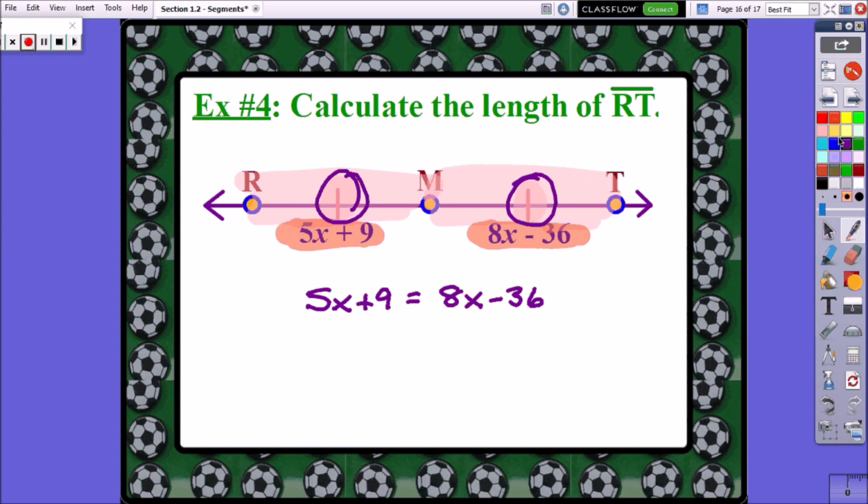And so now from this point we've got an algebra equation. You might be going, whoa, I thought I was taking geometry. This is a lot of algebra. You're going to see a lot of algebra in geometry. It's really going to be integrated throughout the entire year.